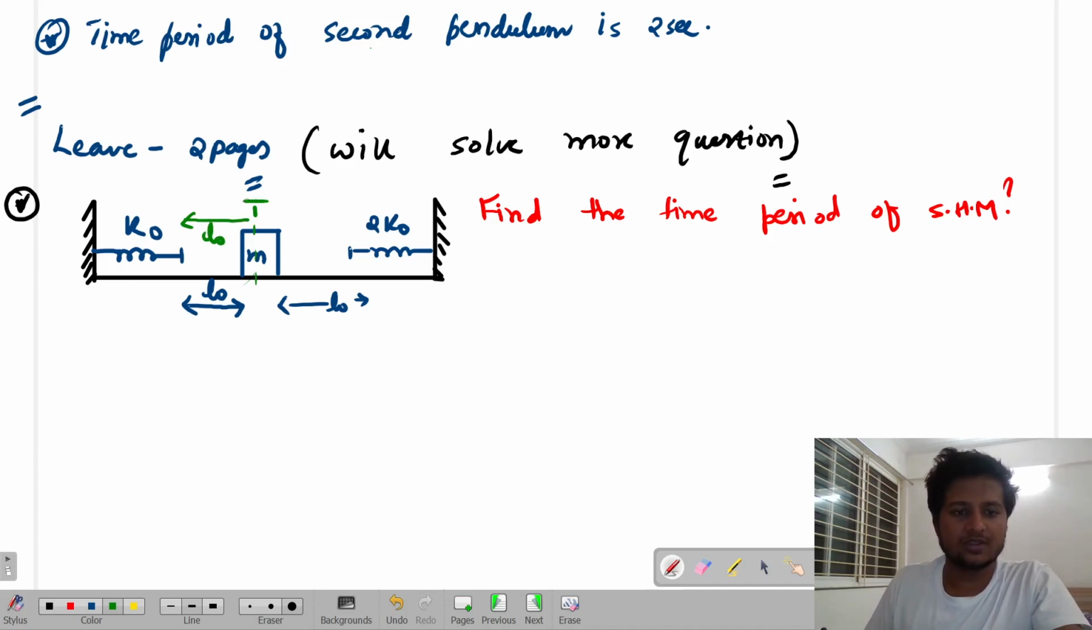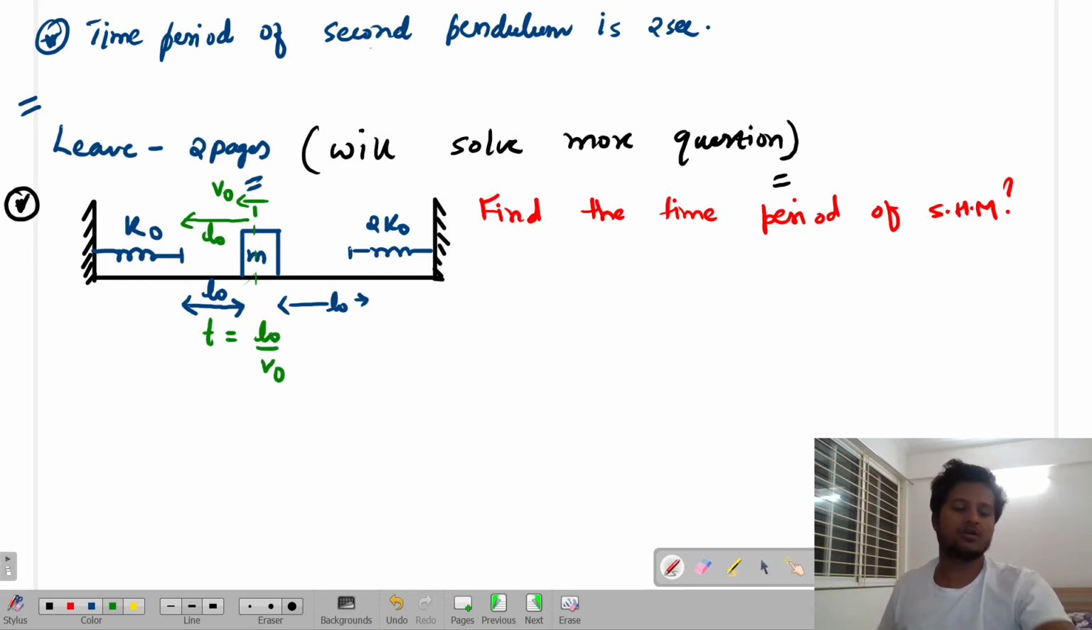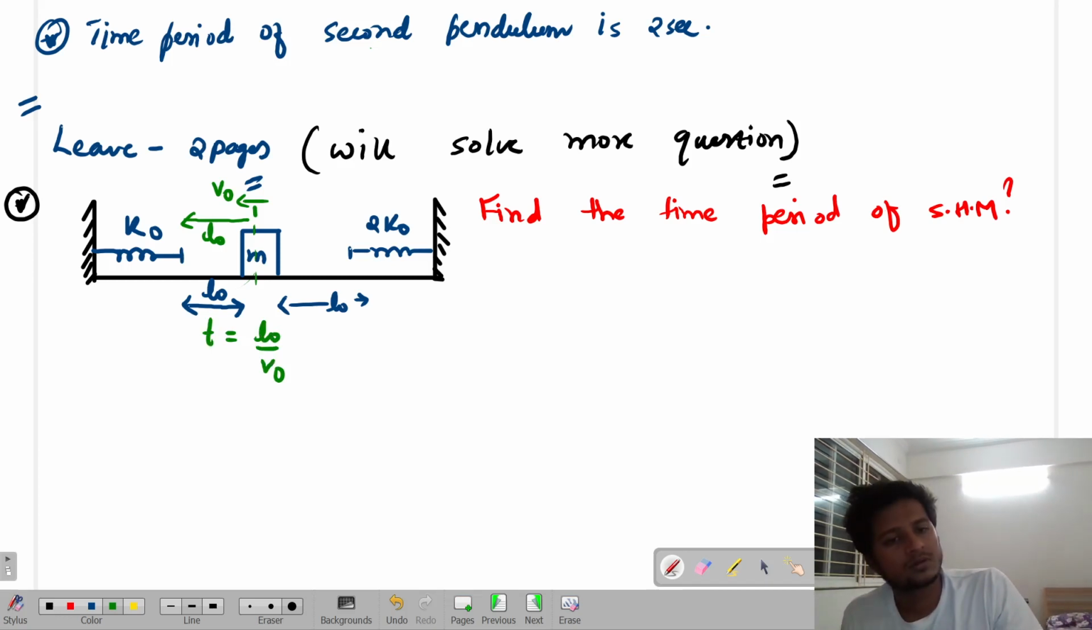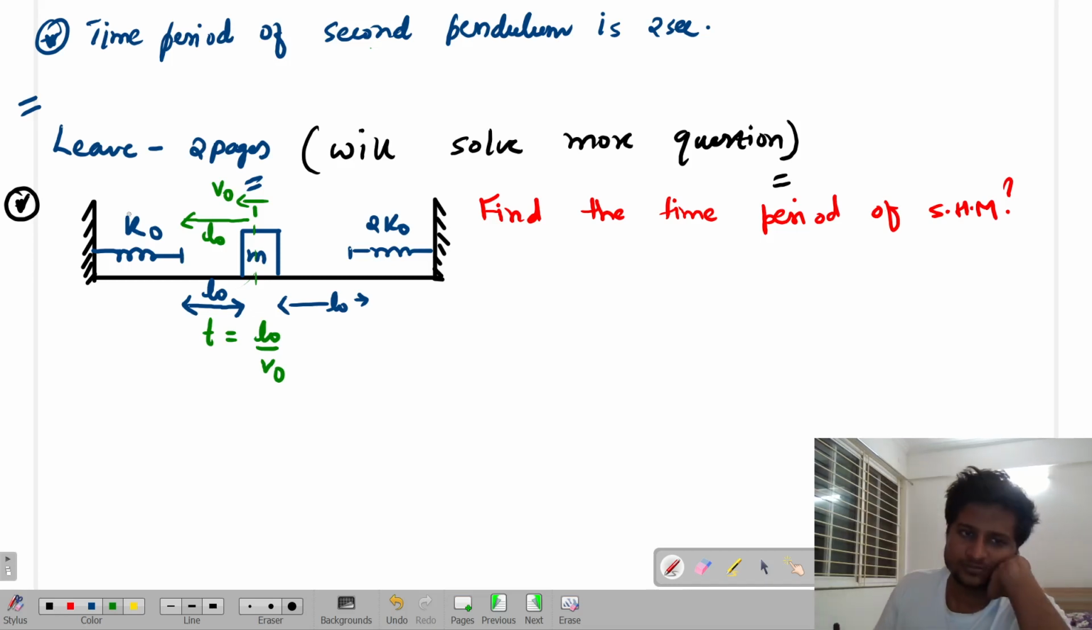Let's suppose it travels with some speed V naught. The first time it takes is how much? L naught by V naught, or not? Yes. Now think of one case. Next, it will compress the spring, and then it will once again return back. But is it going to expand the spring? No, no. For this case of the spring, it is only doing half of the time period, or not?